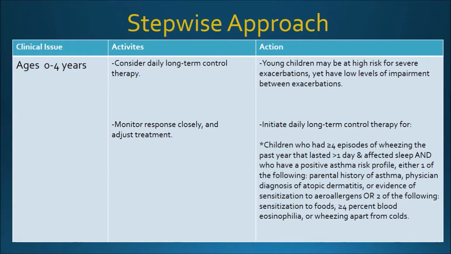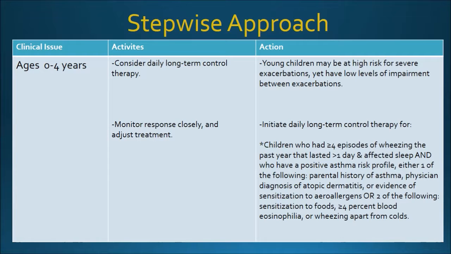Next group is the ages 0 to 4. We'll consider daily long-term control treatment for young children that may be at high risk for severe exacerbations, yet have low levels of impairment between exacerbations. We'll monitor response closely and adjust the treatment as necessary.